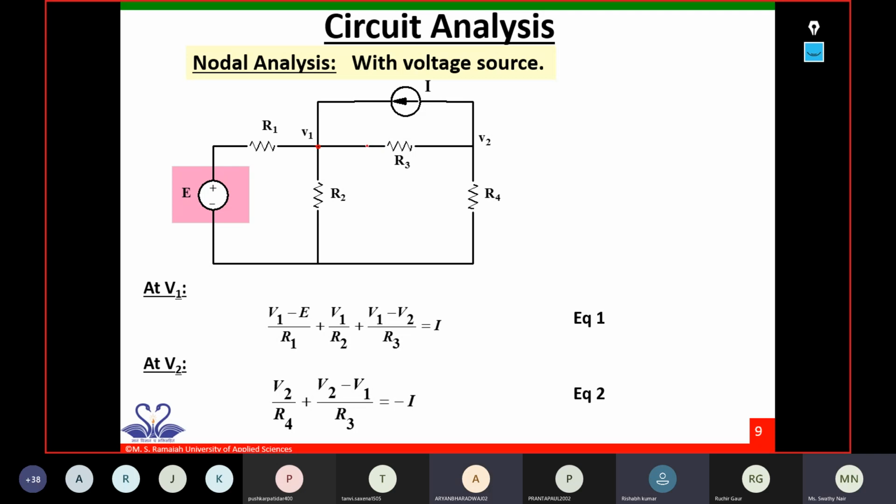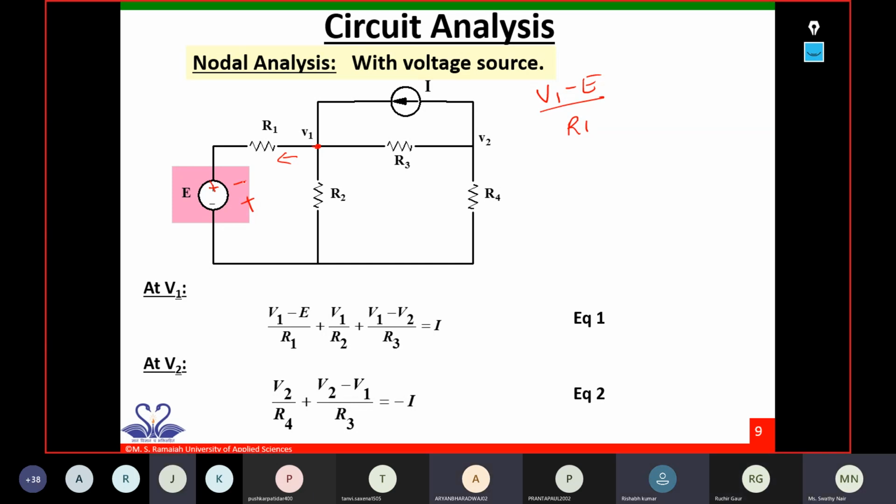Okay, so see here there is a voltage source E, right? In that case, from this figure, what is the current flowing through this branch at node V1? V1 minus E by R1. If the plus side is here, then it is V1 minus E by R1. Suppose it was like this, minus plus, then it will be V1 plus E. Got my point?